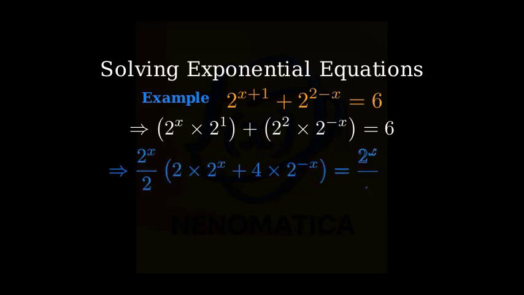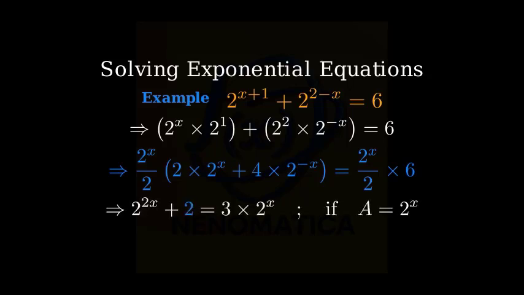Next, let's divide both sides of the equation by 2 and multiply by 2 to the power of x. This gives us 2 to the power of x divided by 2 times the expression 2 times 2 to the power of x plus 4 times 2 to the power of negative x equals 2 to the power of x divided by 2 times 6. Now, simplifying the left side of the equation, 2 times 2 to the x gives us 2 to the power of 1 plus x, which is 2 to the power of 2x. And the second term simplifies to 2. So we have 2 to the power of 2x plus 2 equals 3 times 2 to the x.